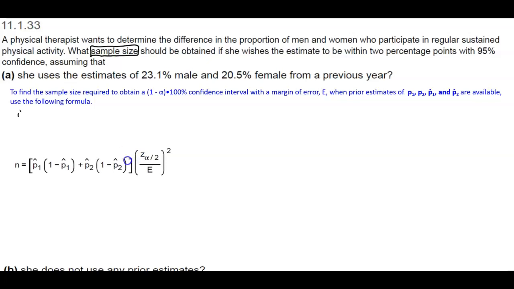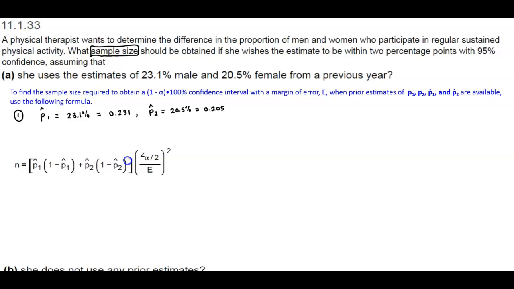Let's take a look at the first one, point estimate number 1. In our question it is a percent, 23.1%. We write that as a decimal by moving the decimal point to the left twice, so we get 0.231. Then we have point estimate 2, which is 20.5%, and converting that to a decimal is 0.205.